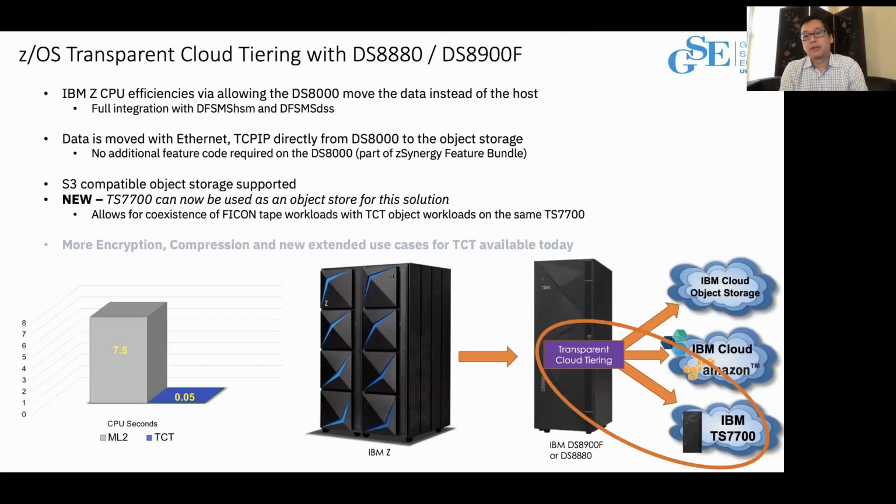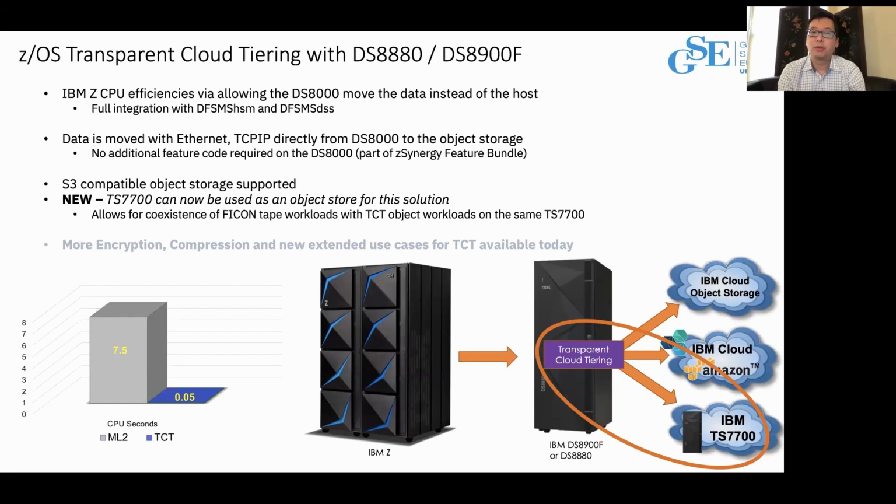For those of you who are familiar with transparent cloud tiering, it's been around for a couple of years now. And for the most part, on the right-hand side, we've been talking about going to object storage. So you'll see there are other sessions that talk about maneuvering data to cloud object storage or to the cloud. We still support that today. S3 compatible object storage is still supported today. We can maneuver HSM, DSS dumps, and full volume dumps, and all those things out to object storage today.